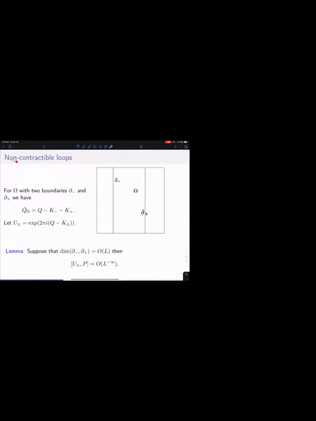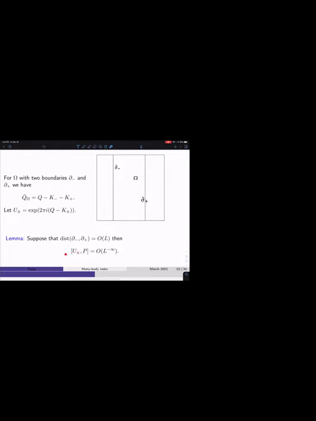And now you can start looking at non-contractible loops. This is a torus, and you can look at the region omega that is half of the torus, and now it has two boundaries. You can associate again the fluctuations of charge across these two boundaries, and construct the associated Q bar, but now there are two contributions to K, the K minus and K plus. So you can associate U plus and minus: one unitary that loops around the torus around the minus boundary, and another that loops around the torus around the plus boundary. If the distance of the boundaries is large, each of them separately preserves the ground state. You have two unitaries that act far away. Together they preserve the ground state, and it turns out that each of them has to preserve the ground state.